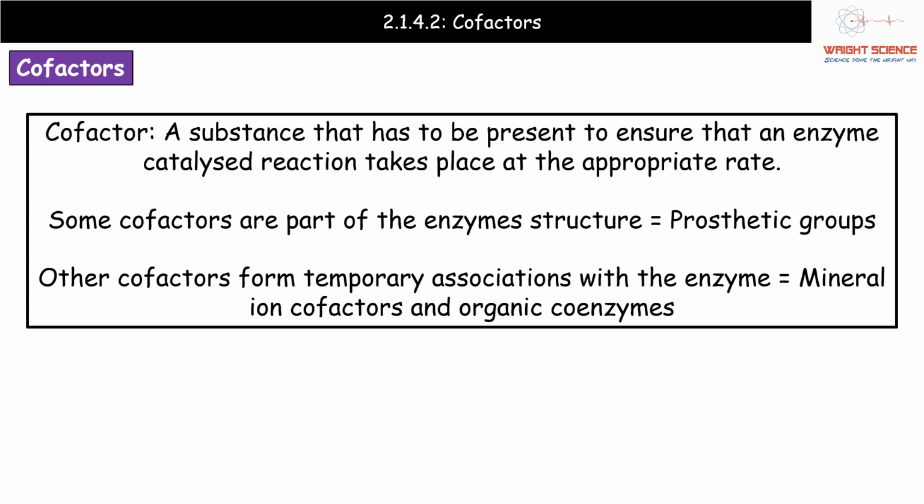Now, we get two different types of cofactor here. Some are going to be an integral part of the enzyme structure, and those ones we refer to as prosthetic groups. Others are just going to form a temporary association with the enzyme. And these will be things like our mineral ion cofactors or organic coenzymes. So we basically have just those two categories, either permanently part of the enzyme structure or temporary bindings that will only exist for a short period of time.